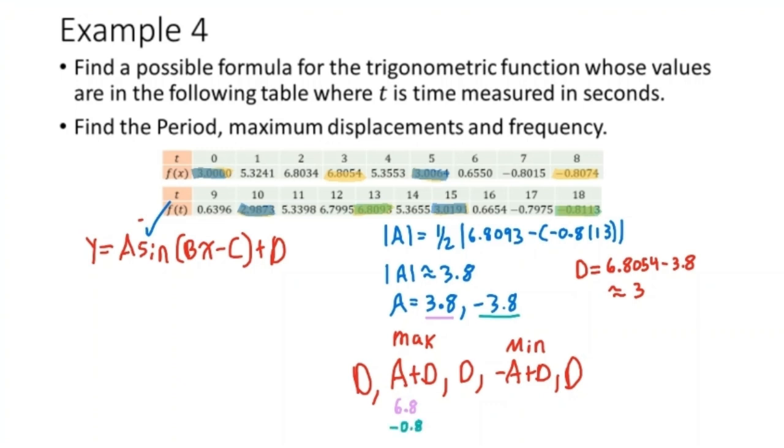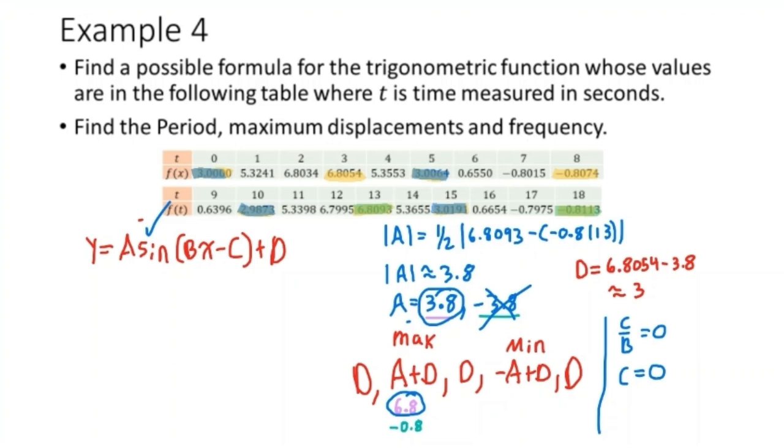negative 0.8. So looking at the table and the pattern that we see, we know after our first midline point, we go up to a maximum, which occurs at around 6.8, which came from making a the positive 3.8. So here, we'll make a positive 3.8. Now, thanks to our choice of a and sine, and the fact that our pattern starts at our phase shift, we'll have, like before, our phase shift be 0, which means our c is 0, and we don't even have to find b yet. Now we can go ahead and find b.